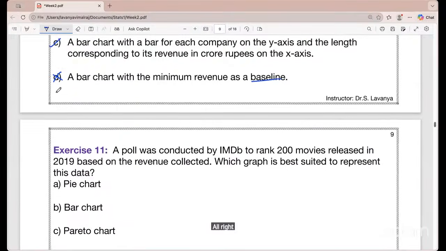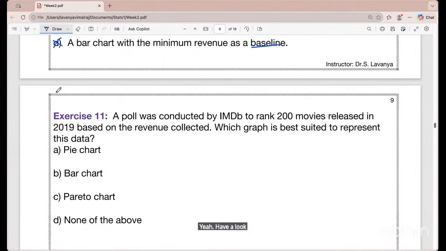Have a look at this. 200 movies, I think. Ma'am, it is a Pareto chart. That's all we can put. Yeah. From a Pareto chart, it is easy to visualize where revenues are more. Actually, it's easy to rank movies according to the revenue. So a Pareto chart is more suitable in this case. Okay, fine for everyone. Why a Pareto chart?